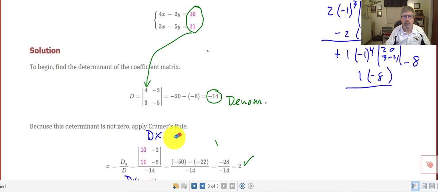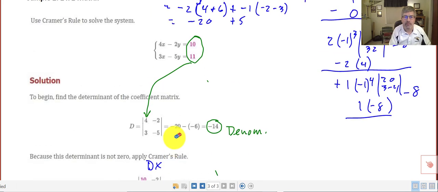We have used Cramer's rule to solve that system of equations. And you'll get some more practice with Cramer's rule when I see you in class.